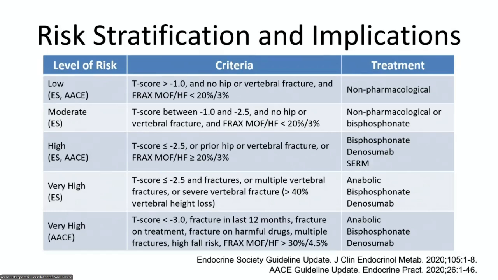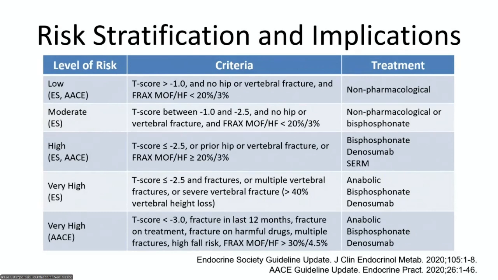So let's go back to clinical practice guidelines. This is what we have now with the idea of risk stratification and the implications. If you just focus on the bottom with very high fracture risk, both the Endocrine Society and ACE have examples of what might constitute very high risk. But the general concept here is that the greater the risk, the more aggressive therapy we should consider.